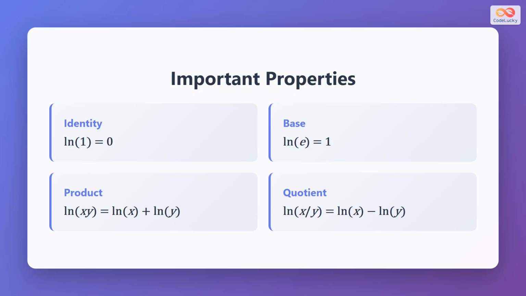Natural logarithms follow several important mathematical properties. First, the natural logarithm of 1 equals 0. Second, the natural logarithm of e equals 1. Third, the product property states that ln of x times y equals ln of x plus ln of y. Finally, the quotient property tells us that ln of x divided by y equals ln of x minus ln of y. These properties are useful for simplifying complex calculations.